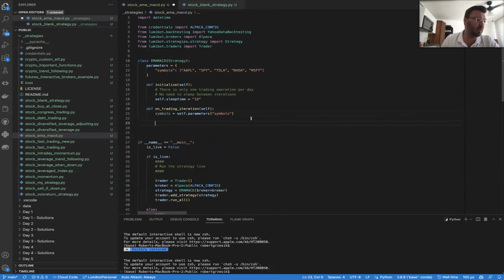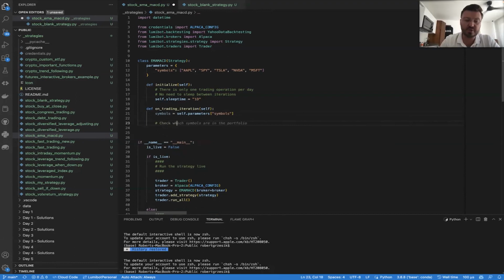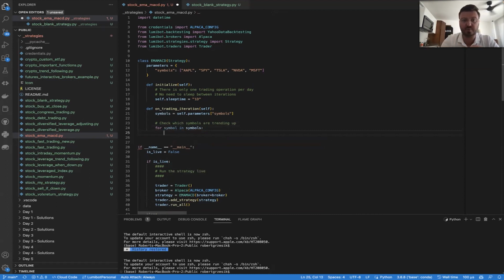And now maybe what we'll do is we'll figure out which one is trending, right? Check which symbols are trending up, right? Okay, so we'll go for symbol in symbols. Right, so we're going to loop over each one at a time, right? And then we will check.